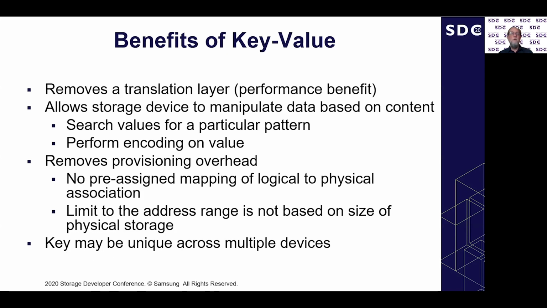So, in summary, benefits of key value. It removes a translation layer, which is a performance benefit. It allows the storage device to manipulate data based on content, search for values for a particular pattern, and perform encoding on the value. It removes the provisioning overhead that you have in block storage because there is no pre-assigned mapping of logical to physical association. You make that mapping at the time that you store a key value pair, where you map the appropriate amount of storage to your value.